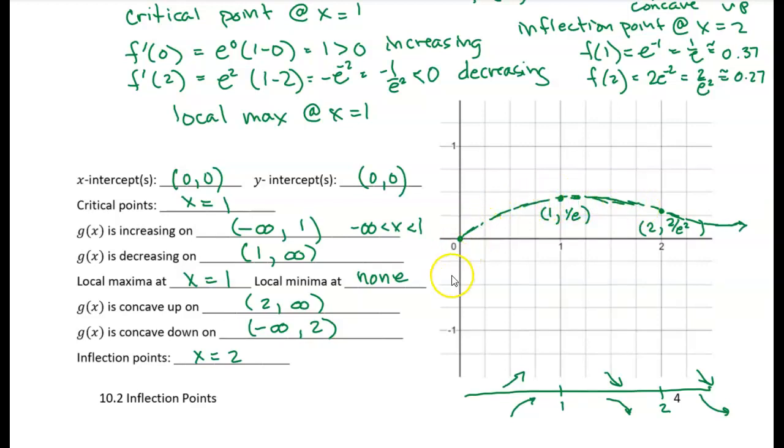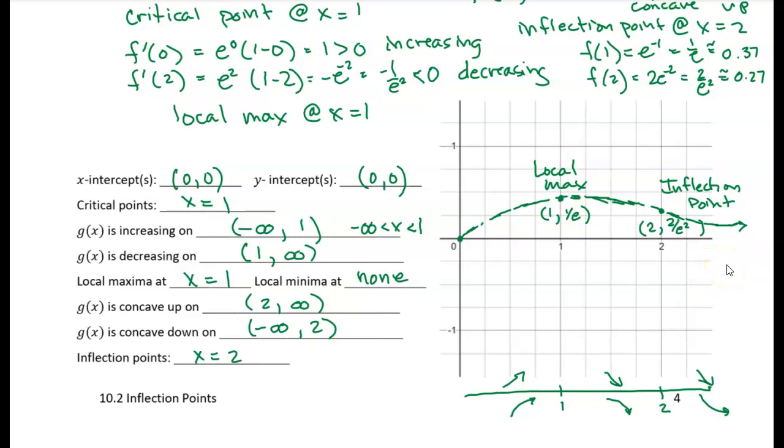Just sketching it in. So this is our local maximum, and this is our inflection point. Inflection point. All right, that was a lot of work.